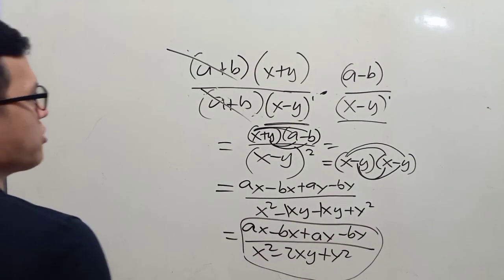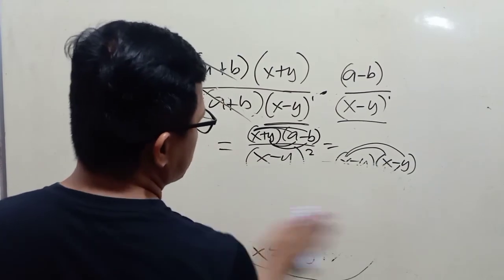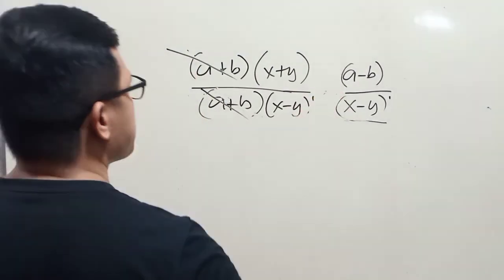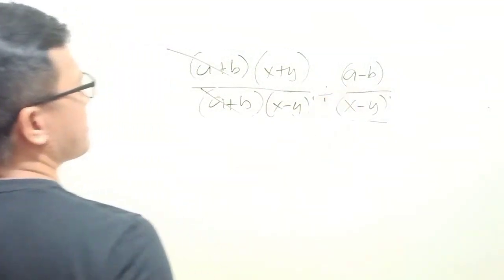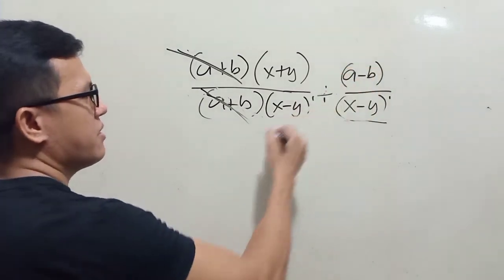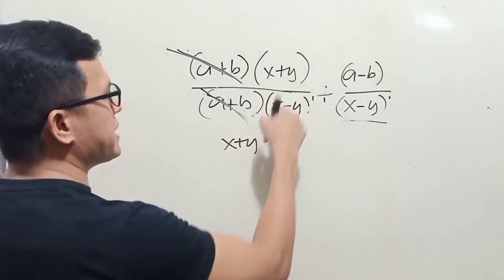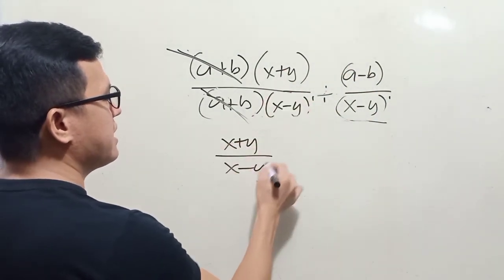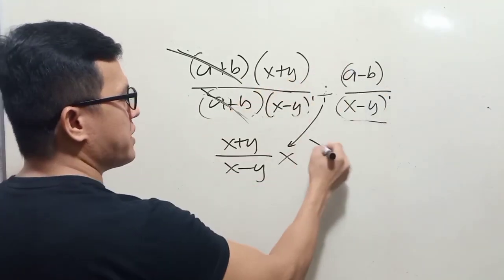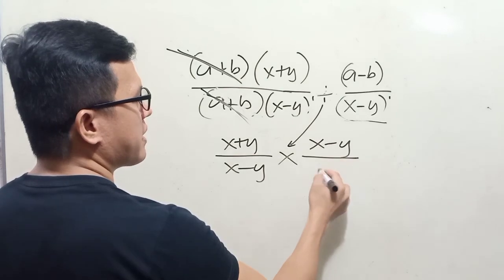Next, let's try to do division. Division is just the same as earlier. Shall we say this one is division? Again, you have to cancel that, and then division, change that. We have x plus y, copy the first x plus y over x minus y, change the division sign to multiplication, take the reciprocal, so we have x minus y over a minus b.